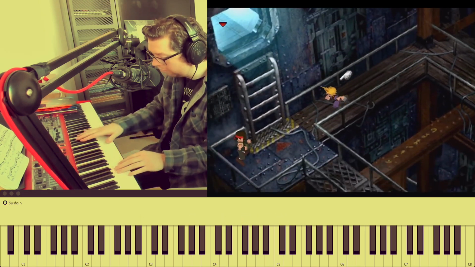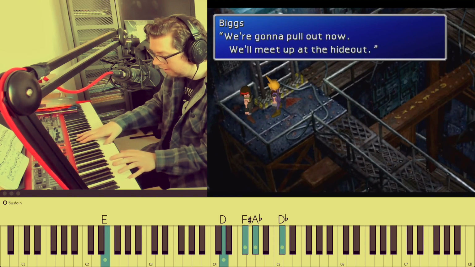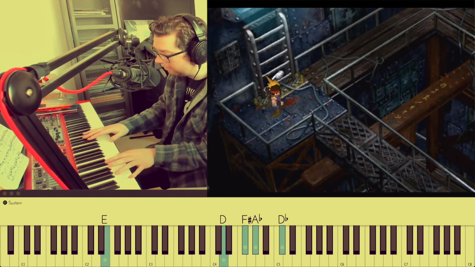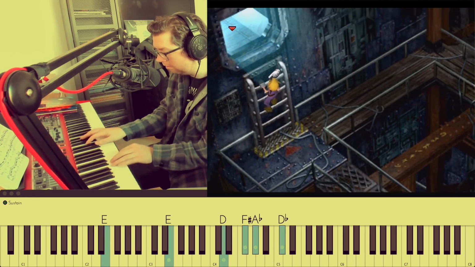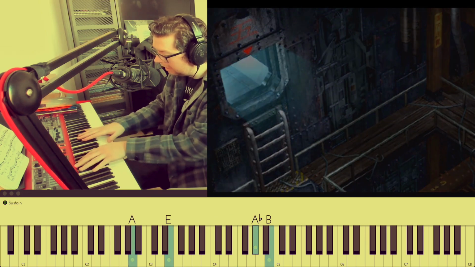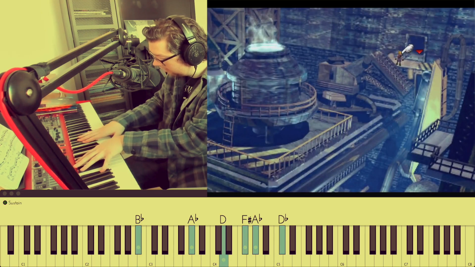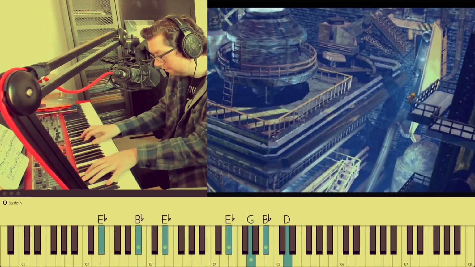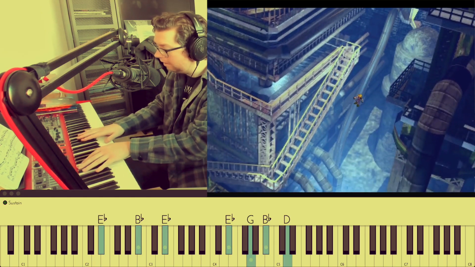And you could just resolve them. If I treated it as an E7, I could easily resolve it to A major. Or if I had it as B flat, I could resolve it to E flat major.